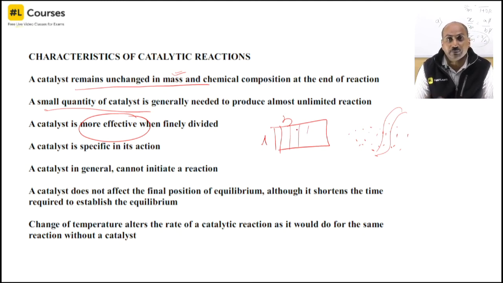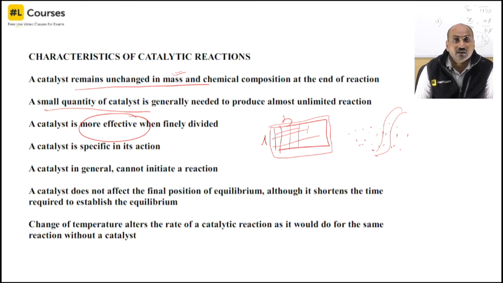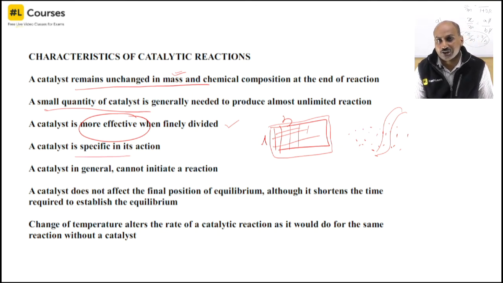Whereas if I take the solid block, only the surface will take part, but the inner part of this material does not allow the penetration of these gaseous molecules or the liquids as the reactant which you are taking. Hence, the yield or the rate of the reaction will be decreased if I use a block of solid catalyst. Hence, we have to use the powder form, which makes a larger surface area, or active centers as we call them.